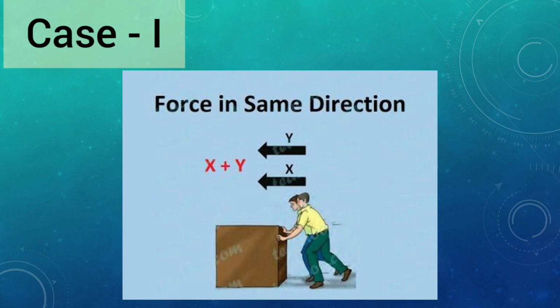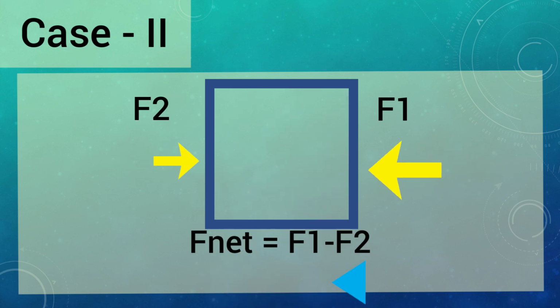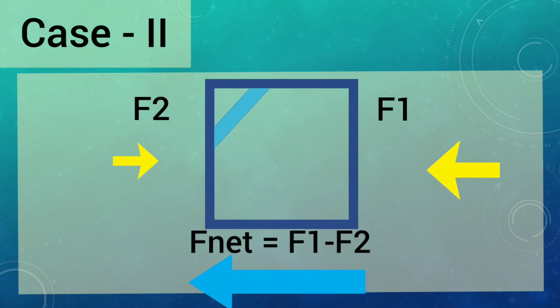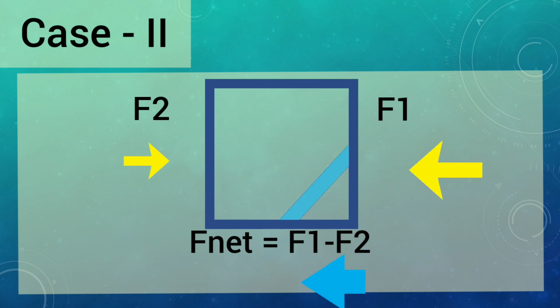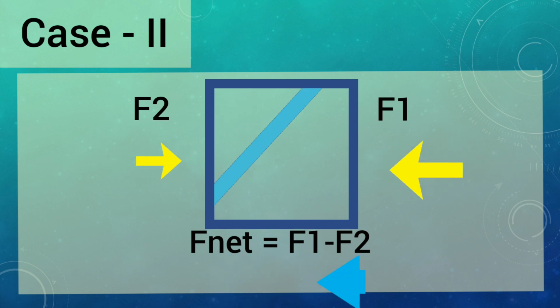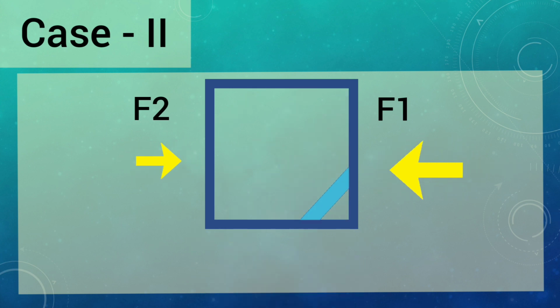Okay. Now let's take the second case. If the two forces applied to an object act in opposite directions, then the net force acting on the object is equal to the difference between the two forces. In other words, when the two forces act in opposite directions, their effective magnitude decreases. Now let's understand this with the help of an example.